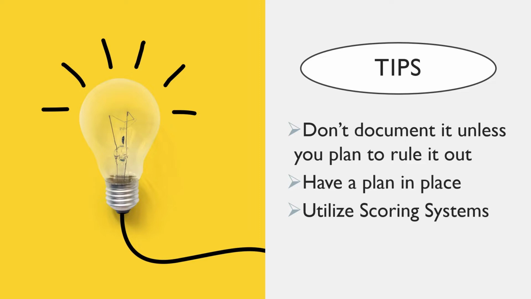Here are some tips for you to help you on rotation. First, don't document it unless you plan to rule it out. For instance, if the patient's history is consistent with a GI cause and Wells score is low, why would you check a D-dimer, which could be elevated in a number of different scenarios other than PE? I used to do this all the time when I documented chest pain as a diagnosis. I would say possible causes include acute coronary syndrome, PE, GI bleed, etc.